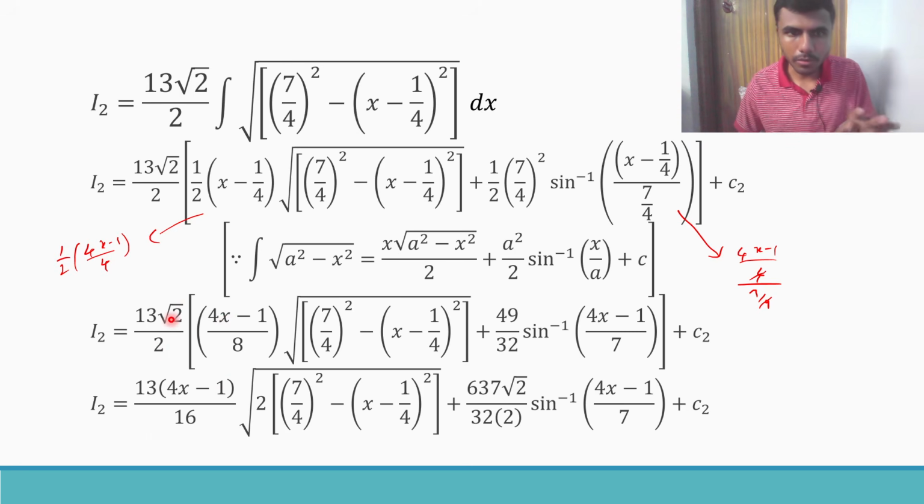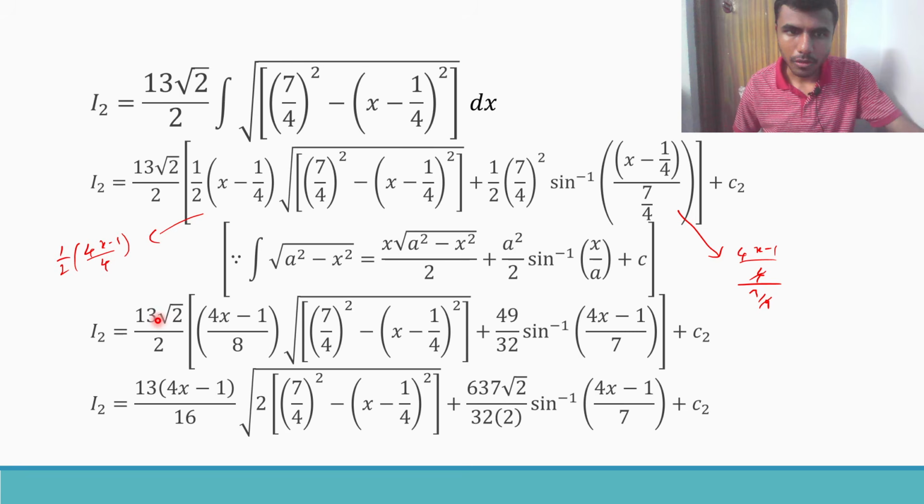Now what about this root 2? Where did this root 2 go? This root 2 went here. Root 2 into this is nothing but under root of 2 into this side. I just took the 2 inside. Now you might ask me why. There is a reason, I'll tell you.